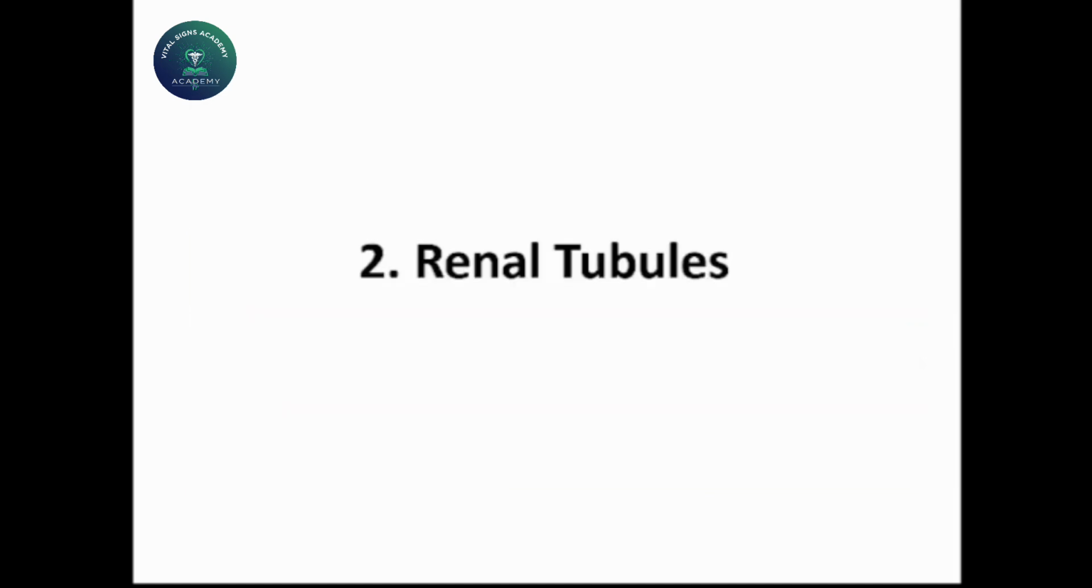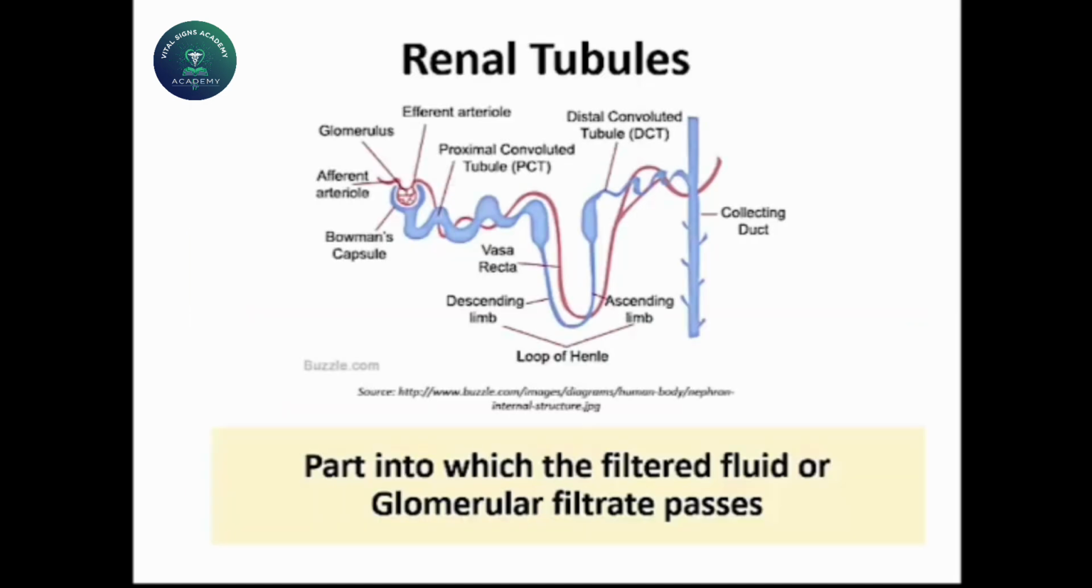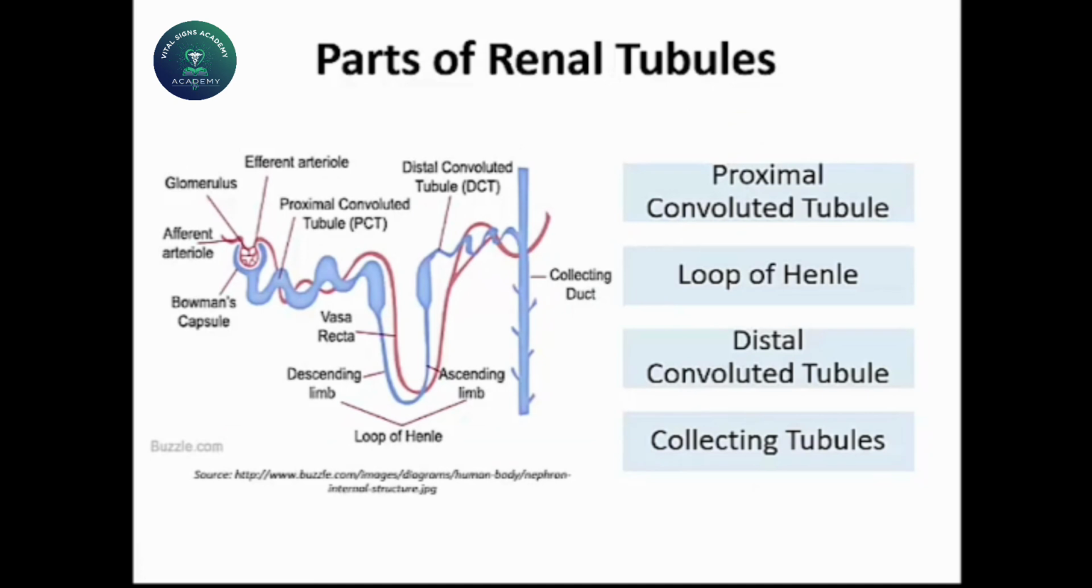The second part of the nephron is known as the renal tubule. Renal tubule is the part into which the filtered fluid, or glomerular filtrate, passes. The filtrate passes through this section, which is known as the renal tubule. Let us now see the parts of the renal tubule. The first portion is known as the proximal convoluted tubule, which is present near the renal corpuscle. Next to the proximal convoluted tubule is the loop of Henle, followed by the DCT or distal convoluted tubule, which finally drains into the collecting tubule.